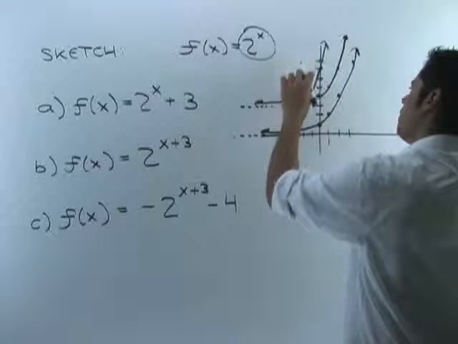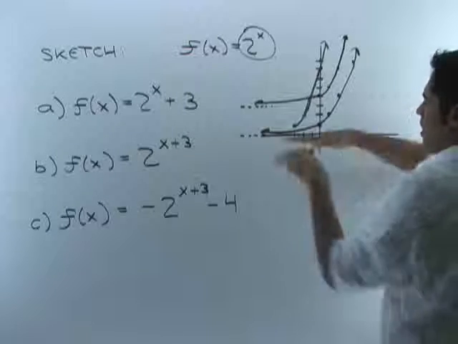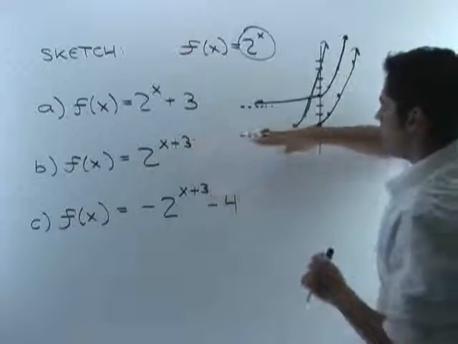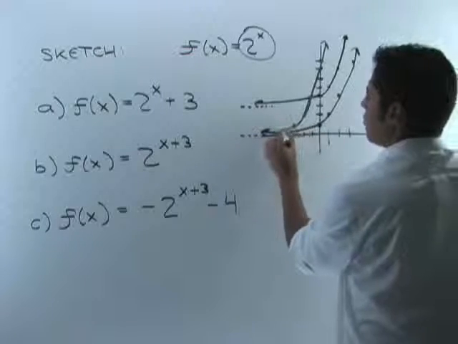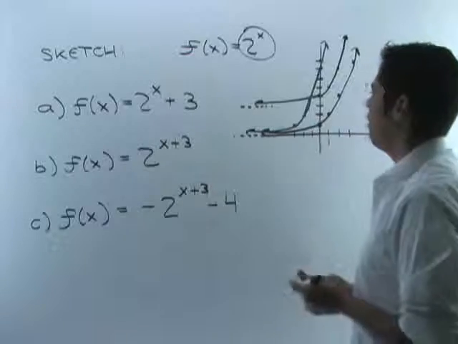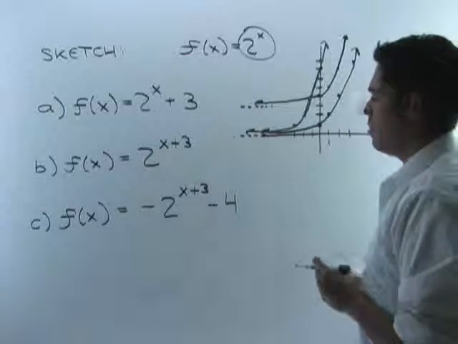And then you think about what happens with the horizontal asymptote. If you're moving to the left 3, the horizontal asymptote stays the same. So essentially it comes down still and still goes towards the x-axis. So the left-right shift did not have any effect on our horizontal asymptote.